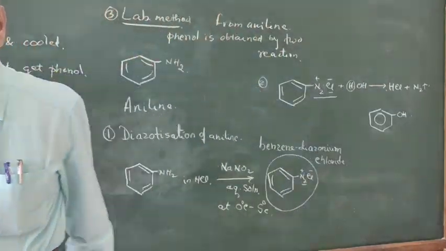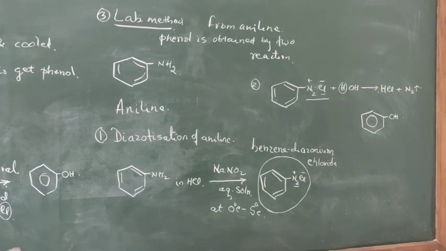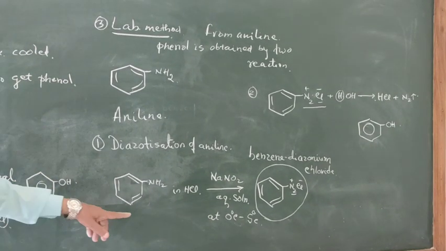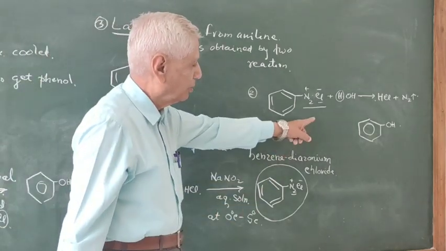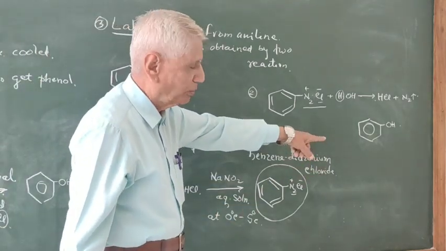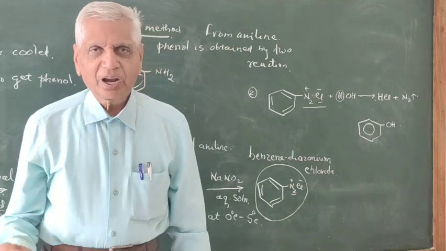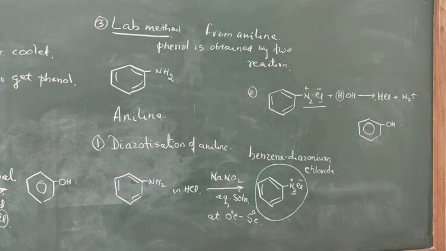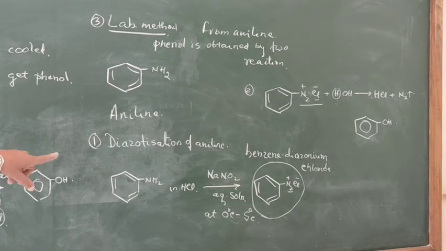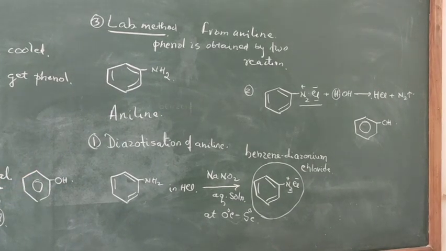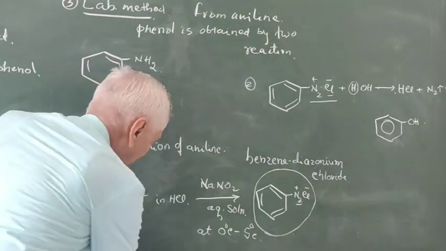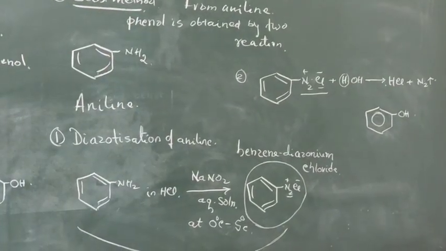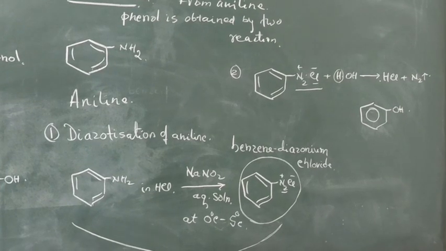Don't confuse it with the Sandmeyer reaction. You have studied this in haloarenes. It is not a Sandmeyer reaction, it's hydrolysis. Therefore, benzene diazonium chloride on warming with water will form phenol. This is a convenient method of preparation of phenol. How? By the reaction called diazotization reaction, which you already studied under the haloarenes.